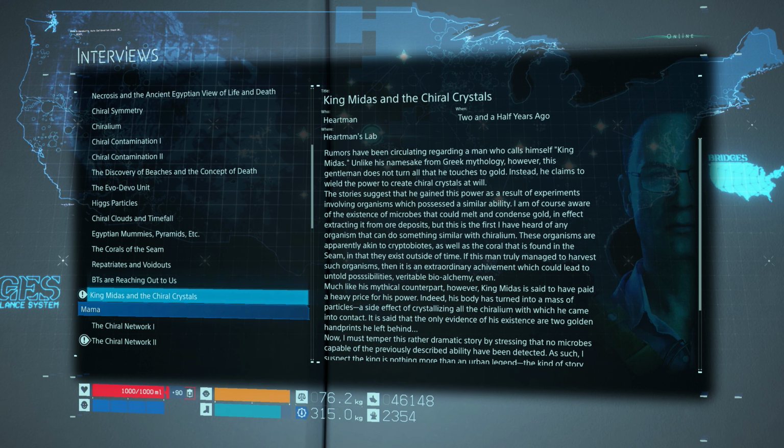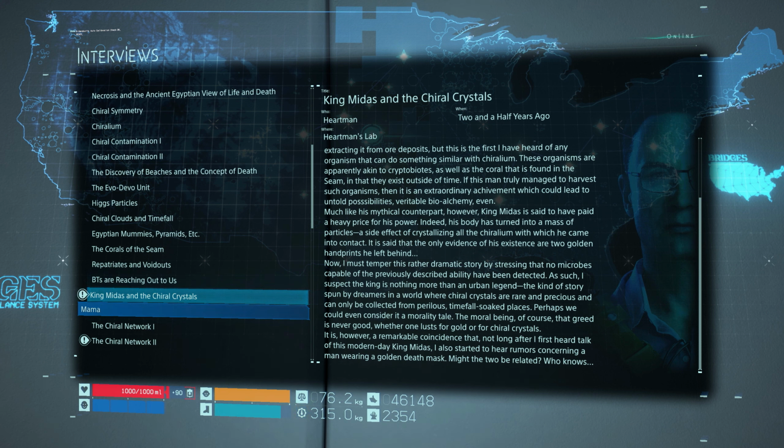These organisms are apparently akin to cryptobiotes, as well as the coral that is found in the seam, in that they exist outside of time. If this man truly managed to harvest such organisms, then it is an extraordinary achievement which could lead to untold possibilities. Veritable bioalchemy, even. Much like his mythical counterpart, however, King Midas is said to have paid a heavy price for his power. Indeed, his body has turned into a mass of particles, a side effect of crystallizing all the chiralium with which he came into contact.